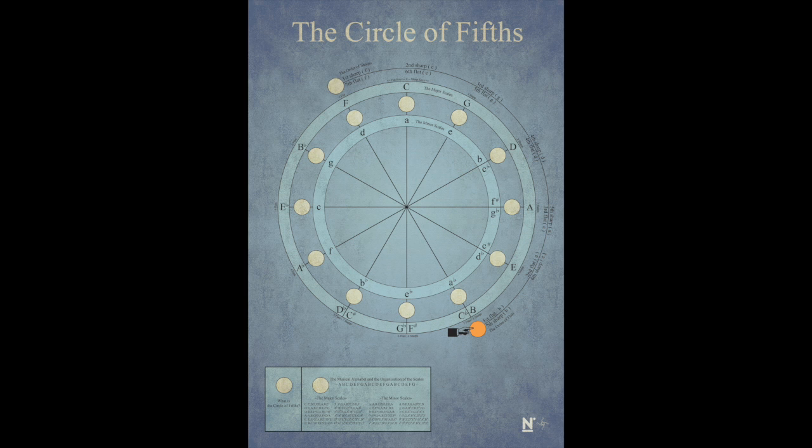The order of flats is a series of 7 letters running from right to left along the outer ring of the circle of fifths. It is made up of the letters B, E, A, D.